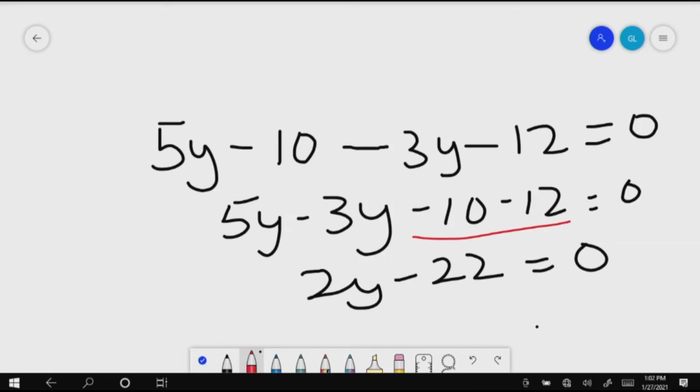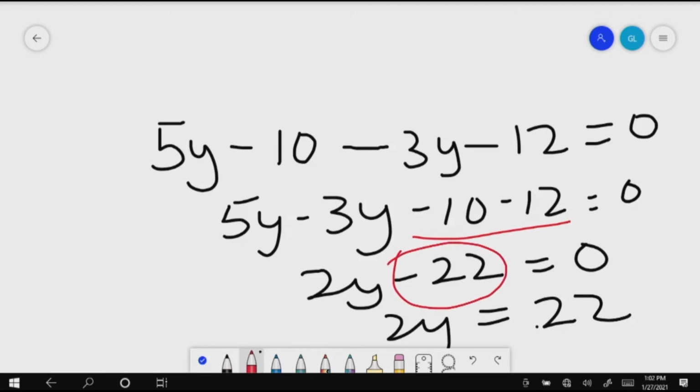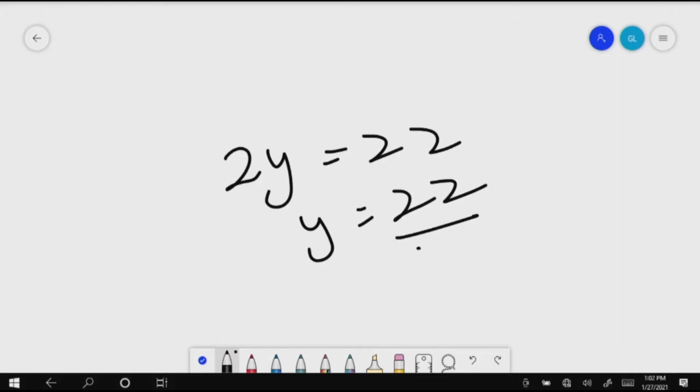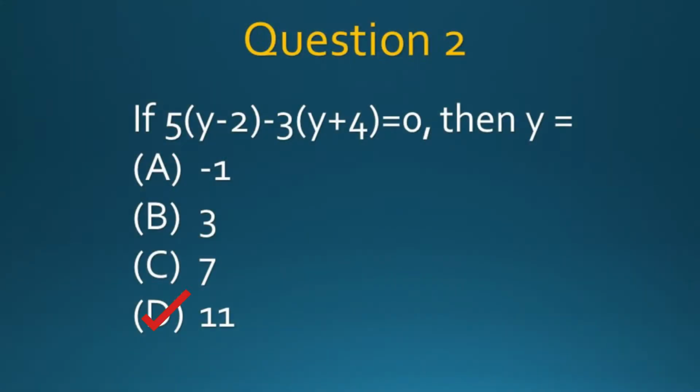That's how we arrive at minus 22, where 2y minus 22 equals 0. Taking a negative 22 over the equal sign, it becomes a positive 22. Therefore, 2y equals 22, where y is 22 divided by 2. So 1y is equal to 11. So the solution for this question is D, equal to 11.